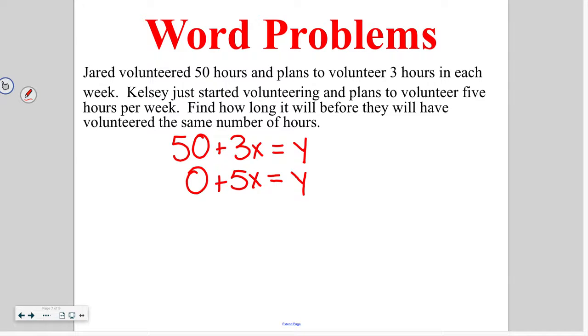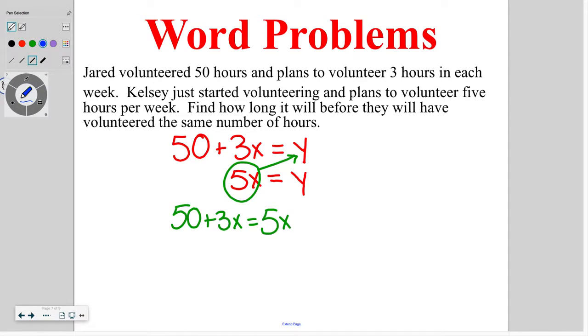So since y is by itself, we can go ahead and plug that in. It doesn't really matter for what. And we can also, since this is plus 0, get rid of that because adding 0 doesn't really change our equation. So I'm going to go ahead and plug my 5x in place of y. And I've got 50 plus 3x is equal to 5x now instead of y.